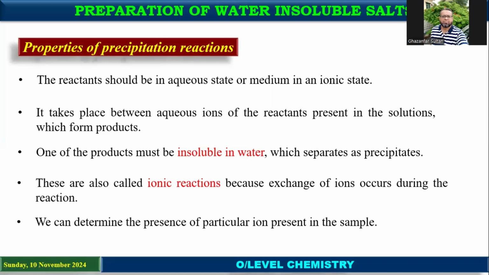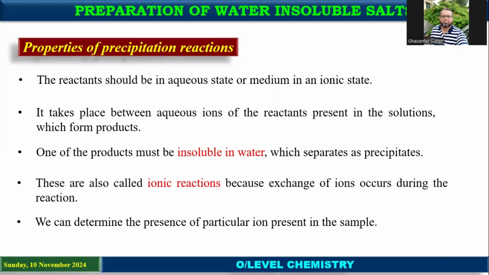Definitely, you are to get precipitates. Why is this called a precipitation reaction? Because when two aqueous solutions combine together, they produce an insoluble ionic salt, and that insoluble ionic salt is called a precipitate, which separates out.